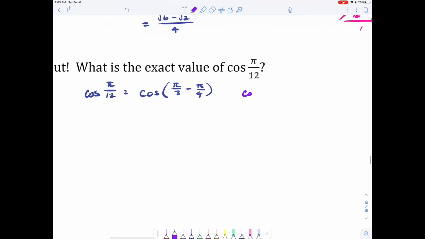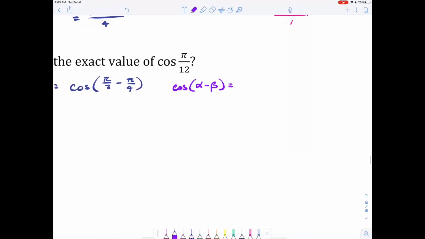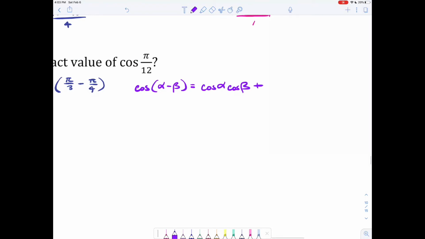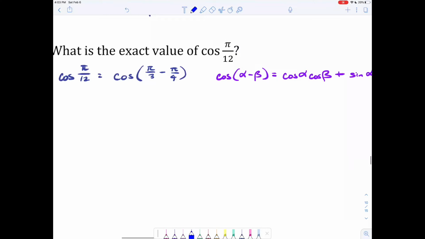Where we say that cosine of alpha minus beta is equal to, cosine uses pluses. The coses were together, so cos alpha cos beta is plus, and then sine alpha sine beta. So that's the rule we'll be using. We'll just replace all the alphas with pi over 3s and all the betas with pi over 4s.